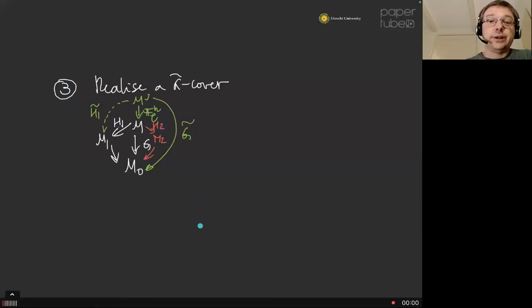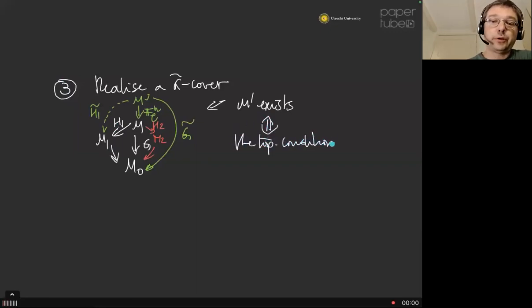So why? Well, the claim is that M tilde exists. Such a cover exists if and only if the topological conditions hold, either of them. And why? Well, we have two ways of constructing this. The one is just by fundamental groups. The other one is geometric.